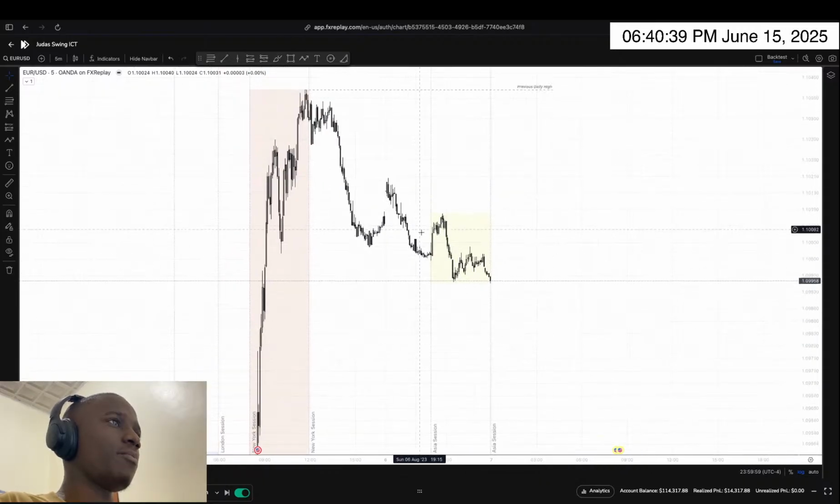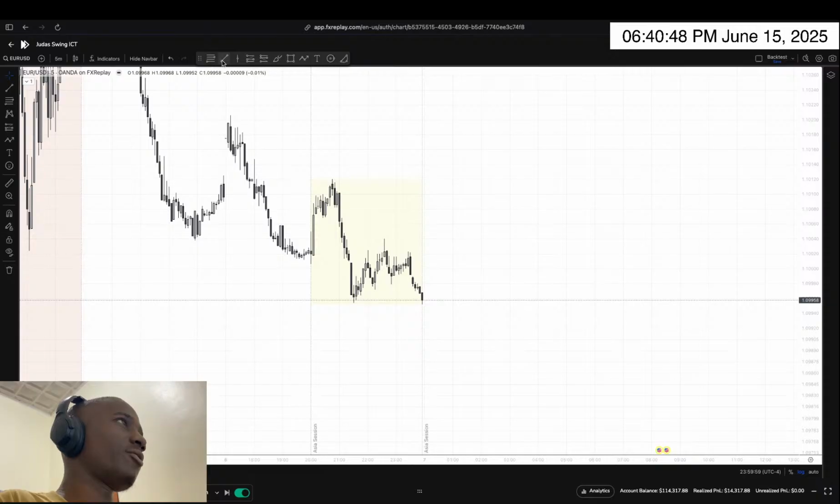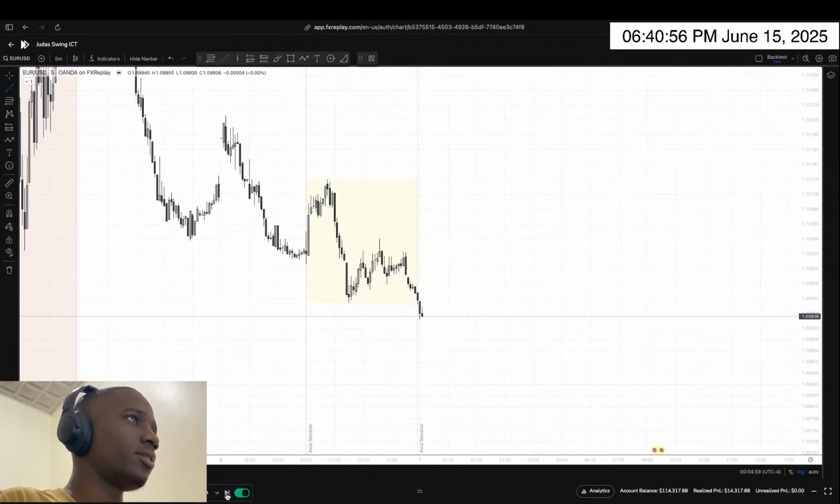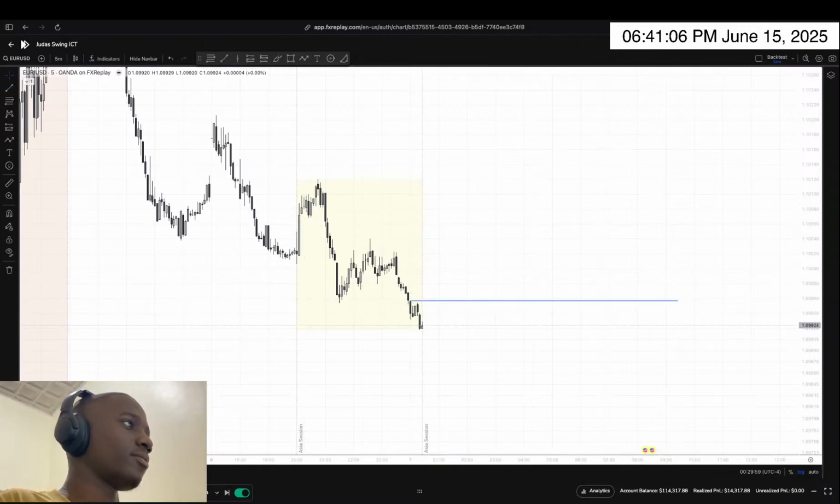I would like to see London push higher, take out some highs, then drop. And on the daily standpoint, you can see that we have the opening price somewhere here. Oh, the opening price hasn't been printed yet. So Monday's opening price is here. This. Okay.